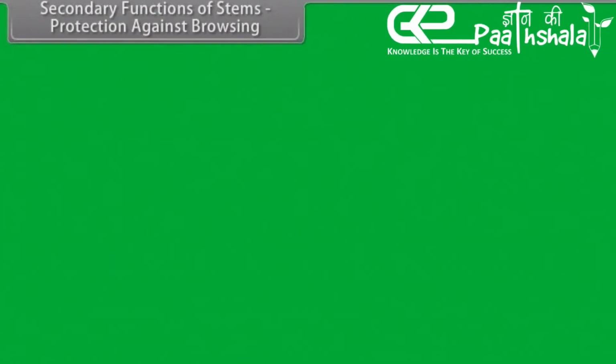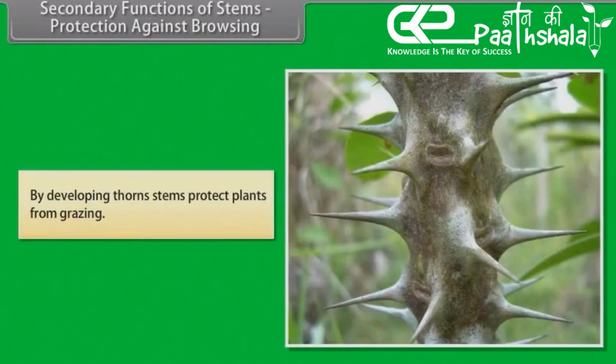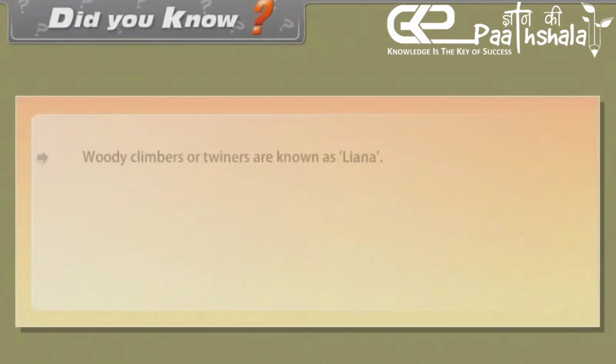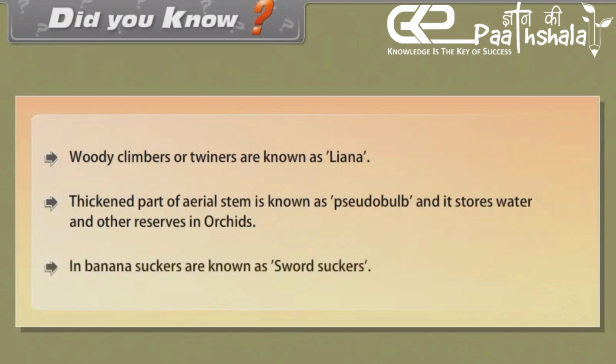Protection against browsing. By developing thorns, stems protect plants from grazing. Did you know? Woody climbers or twiners are known as liana. Thickened part of aerial stem is known as pseudobulb, and it stores water and other reserves in orchids. In banana, suckers are known as sword suckers.